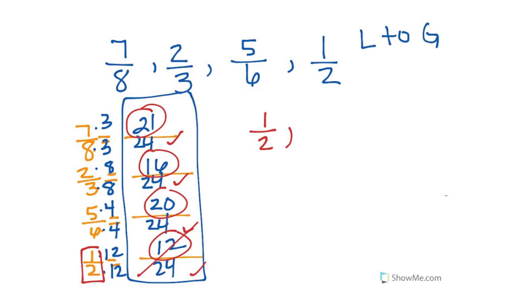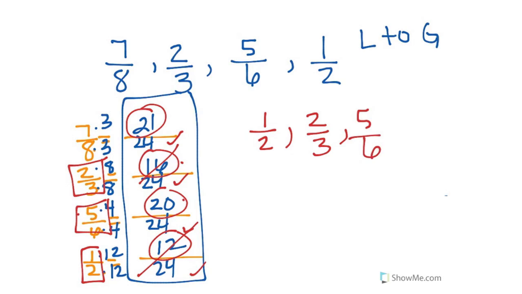All right, so I'm done with this one. Which one's the second least? 16. The original fraction is 2/3. I'm done with this one. Which one's the third least? 20 over 24, which is 5/6. And then last but not least, we have 7/8.